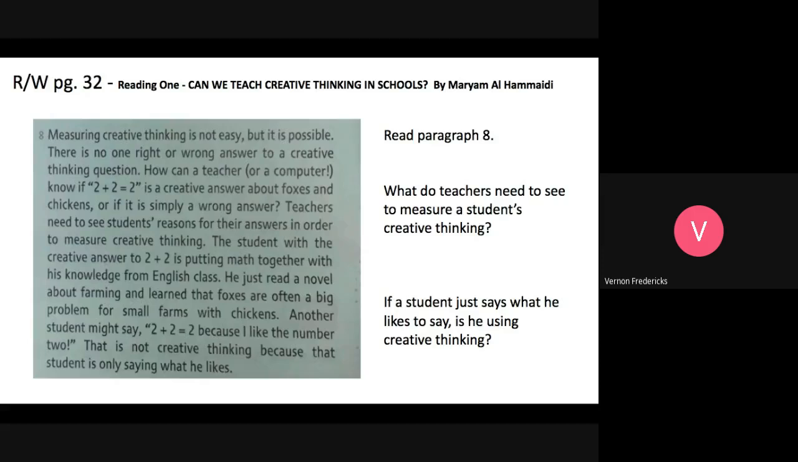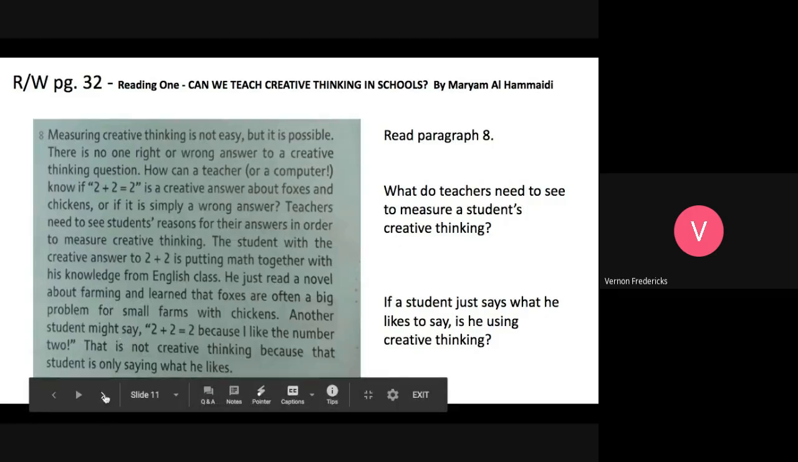But if a student just says 2 plus 2 equals 2 because I like the number 2, it is not creative thinking. It's not giving a good enough reason for that teacher to give the student a pass mark for that answer. He is just saying it because he's not using his mind or his brain to give a logical answer. Okay.